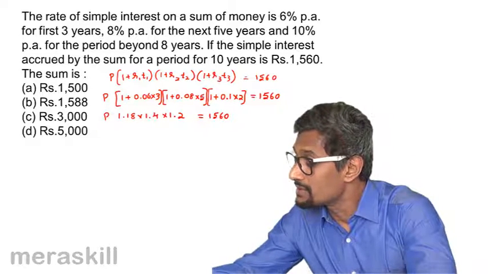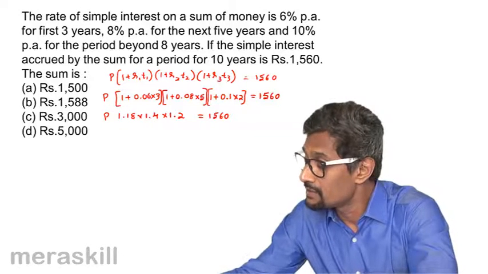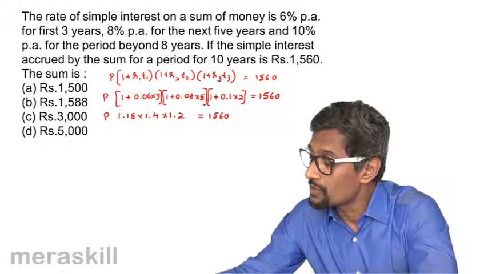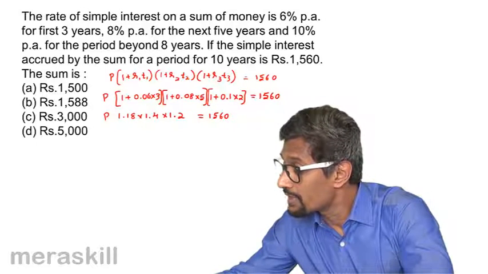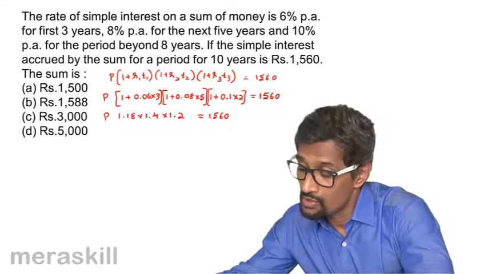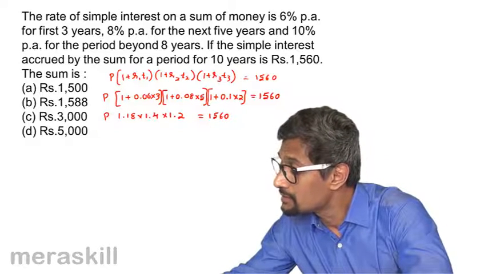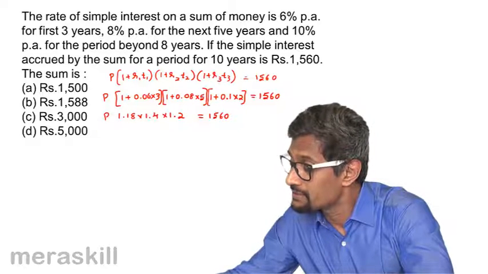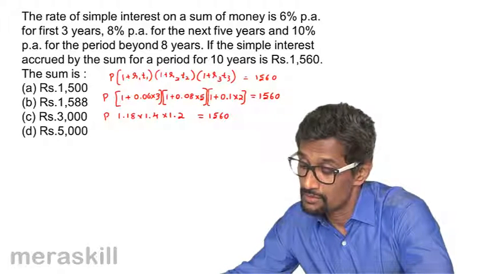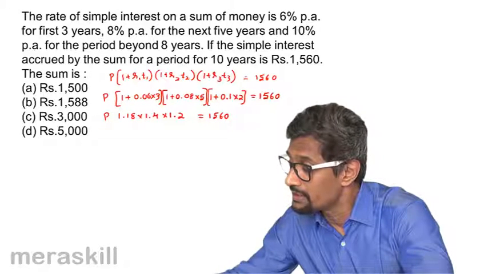So let's see what we have here. 1.18 into 1.4 into 1.2. Okay, 1.924, and we have 1560 divided by 1.